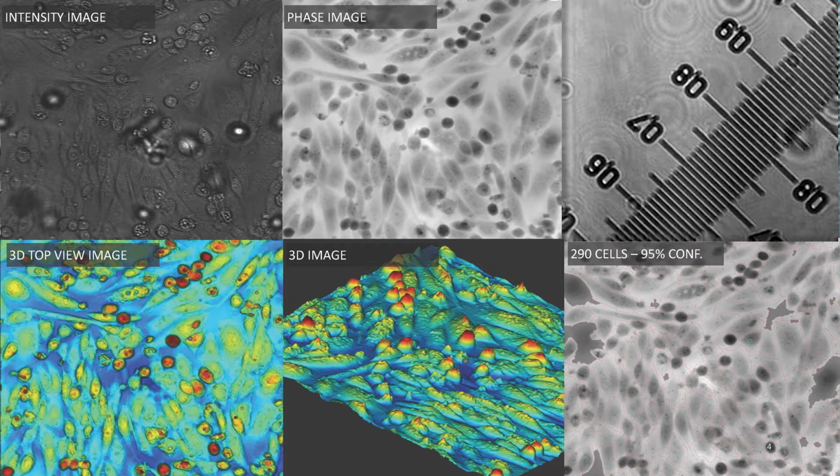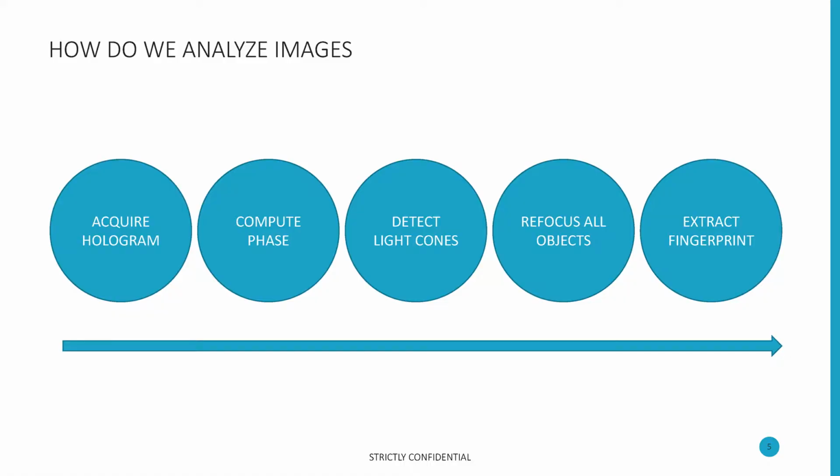So how do we do all this? How do we analyze the images? The first step is, of course, acquiring the image, acquiring the hologram. Then we have a computation phase. We detect the light cones inside the cells. We refocus on all the objects that, of course, are out of focus. And then we extract what we call the fingerprint, the holographic fingerprint. All this takes roughly around 30 seconds, so it doesn't take a lot of time.